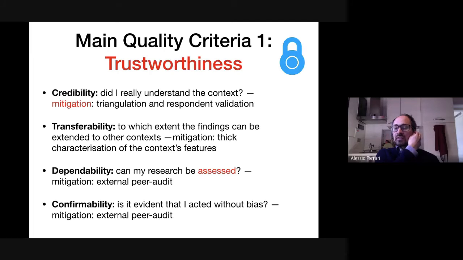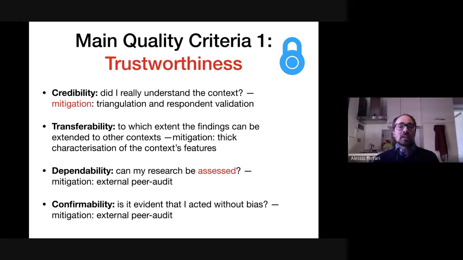Transferability: to which extent the findings can be extended to other contexts. And this is very difficult because you normally focus on a single group, a single company. The issue here is you have to provide a very thick characterization of the features of the context. We will see this better when we study case studies, because case studies are typically context dependent. But another person that reads your study, if the person understands the context of your study, can probably understand the features that can be transferred to their context, and understand also to which extent the conclusion of the specific study can be ported to another context.